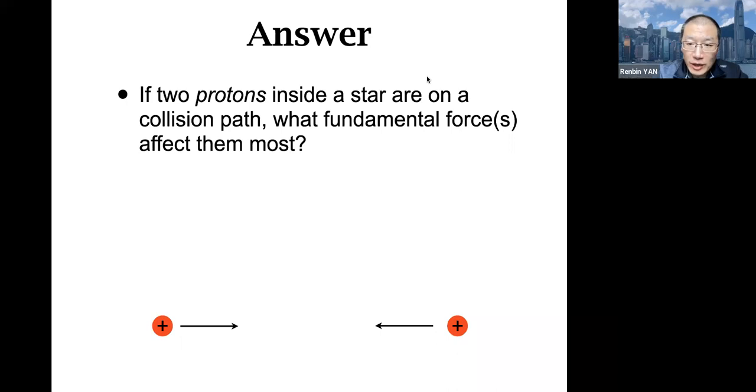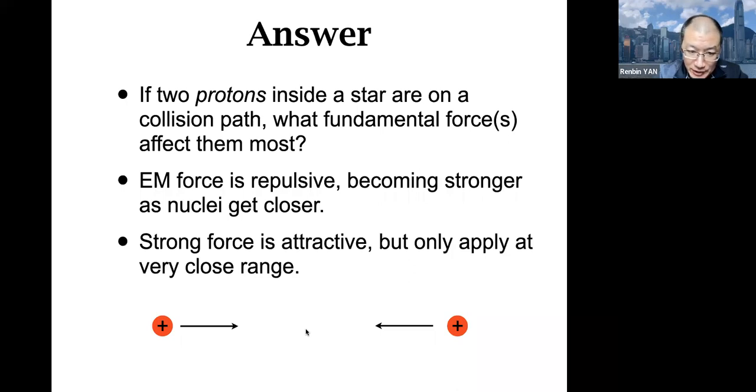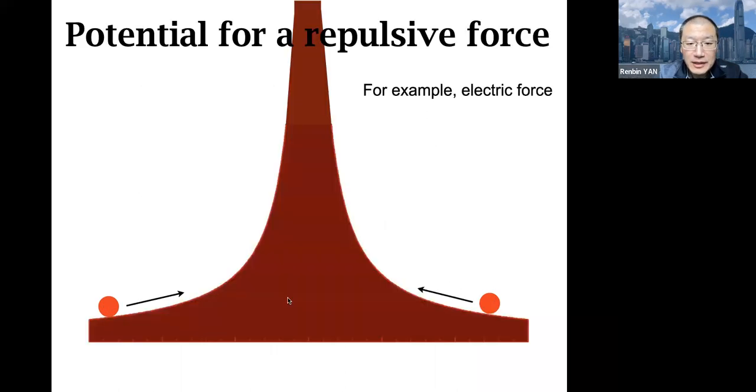The strong force is only stronger than the electric force on small scales. It's not stronger on large scales. It's very weak. They don't feel the strong force until they come really, really close to each other. The electric force dominates what they feel at large distances. And this force is very repulsive. It's trying to push them apart, and it becomes stronger as the 2 nuclei get closer. So it actually prevents these 2 things from getting very close. And although the strong force is attractive, it only applies at very close range.